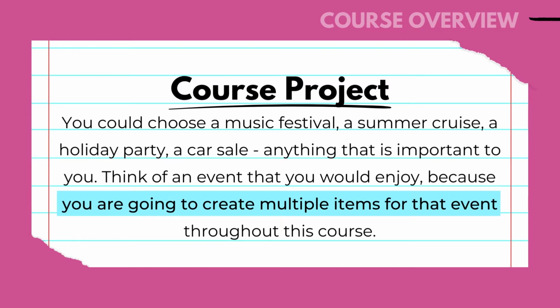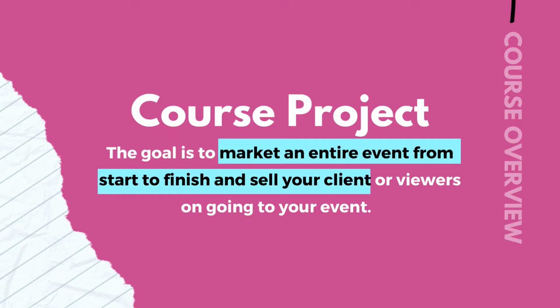The course overview. In regards to the course project, we have selected an event that you were asked to select back in week 1, and we are going to continue to create multiple items for that event throughout this course. The goal for the course project is to market an entire event from start to finish and sell to your client, which would be us in class later on in this course. We are also going to combine all the marketing material that you create throughout this course and create a portfolio.